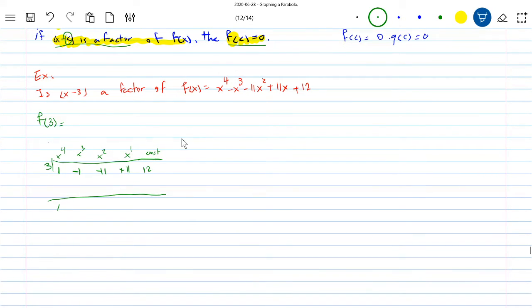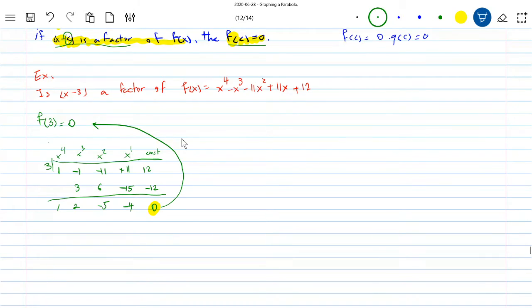Drag down the 1, multiply 1 by 3, you'll get 3, add 3 and negative 1, you'll get 2. Multiply 3 by 2, you'll get 6, add 6 and negative 11, you'll get negative 5. Multiply negative 5 and 3, you'll get negative 15, add it to 11, you'll get negative 4, multiply by 3, negative 12, add them together, 0. So this 0 at the end is our remainder. So I can say f of 3 is exactly 0 because the remainder is 0.